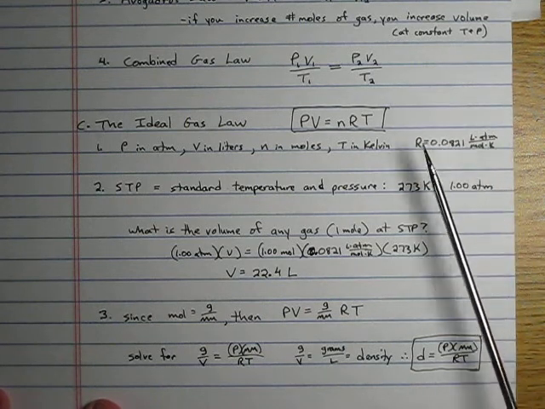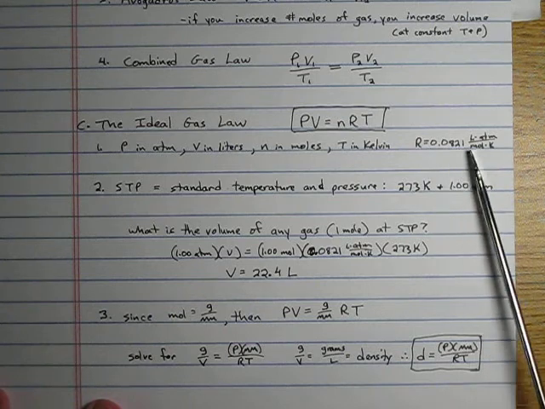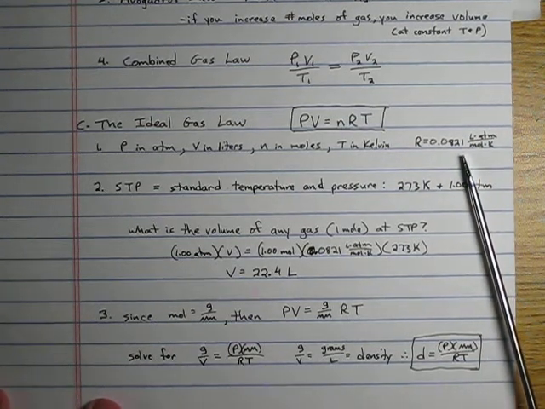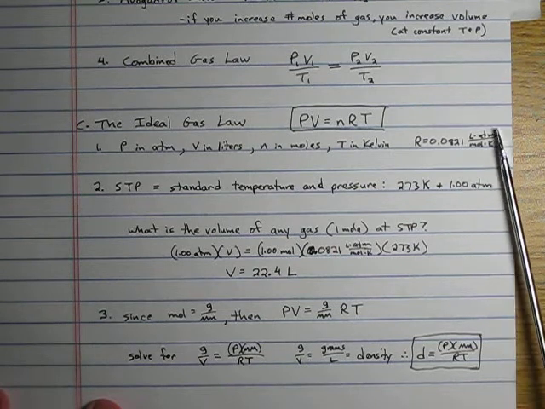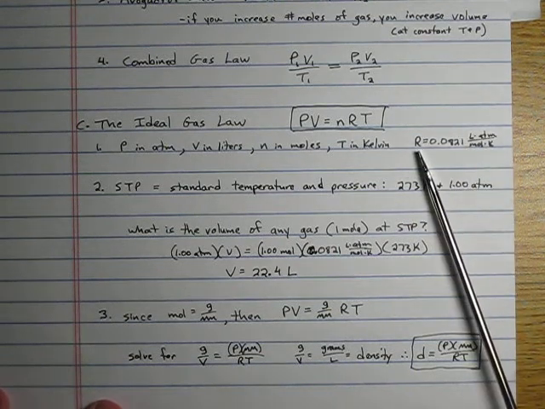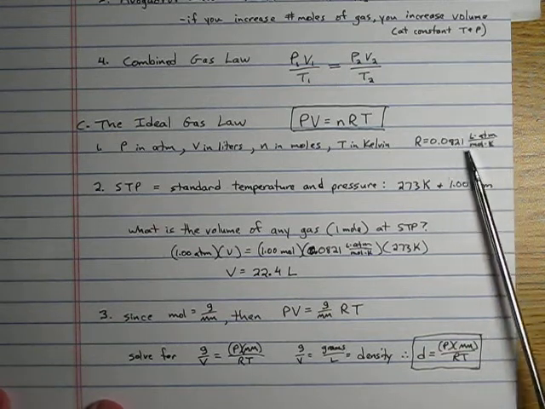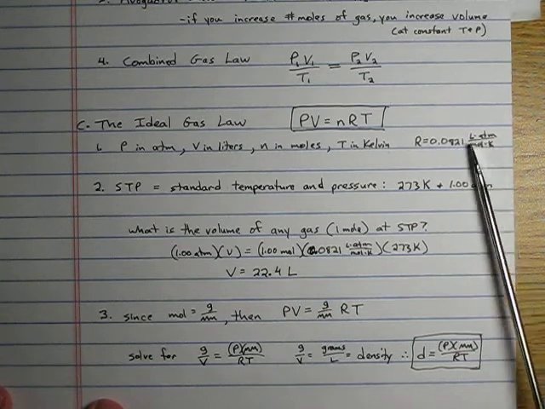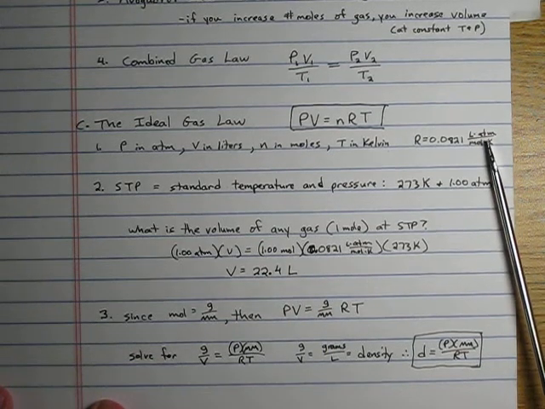But what it does, because R has a certain value and only has this value if you're using these units, we're going to find there's actually another R that has different units, a different number here and different units. It's the same gas constant, but used with energy. Anyhow, 0.0821 liter atmosphere per mole Kelvin then tells us what our units have to be.